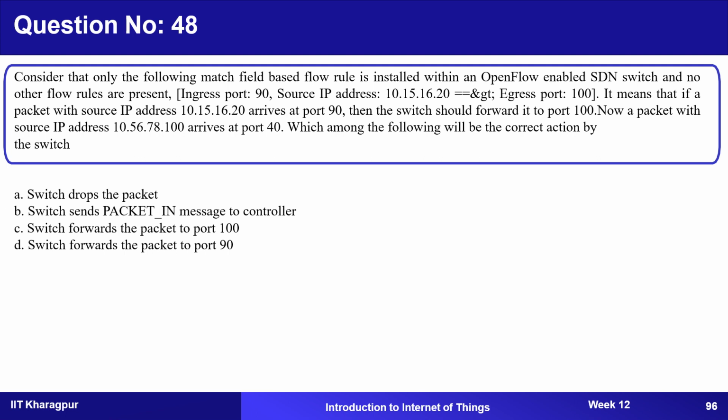So the correct option for this is B, because there is no information present about this IP address and this port. So if there is no information, then the switch sends a packet-in message to the controller in order to get the information.